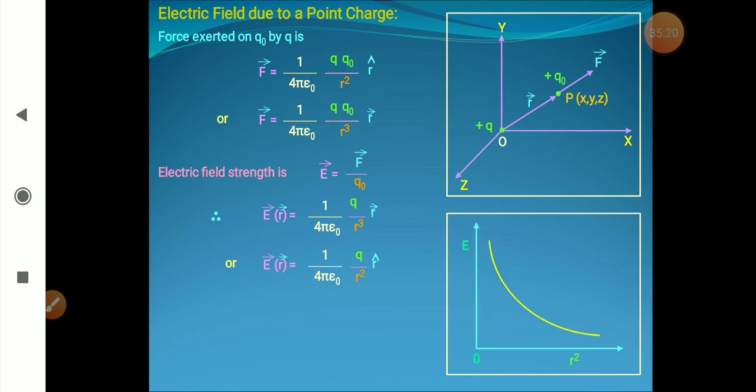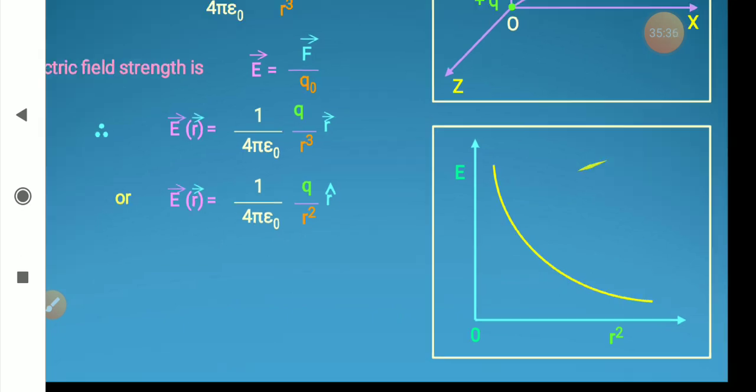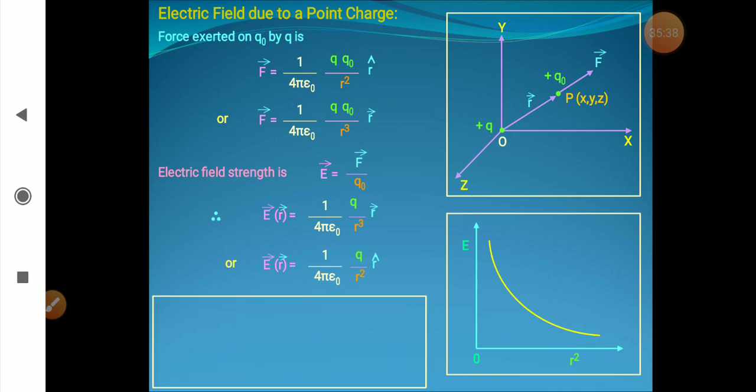Look at this graph, variation. So this is variation of electric field. So when r is infinite, you can see, electric field is 0. When r is 0, electric field is infinite. So the graphs are very important here. The electric field due to a point charge has spherical symmetry.